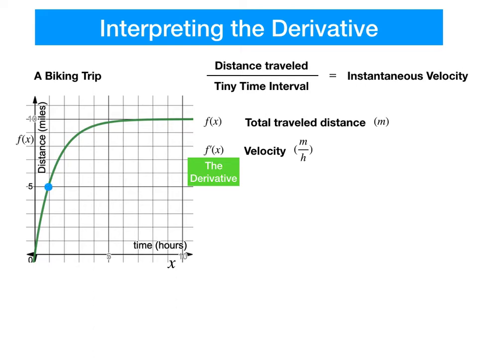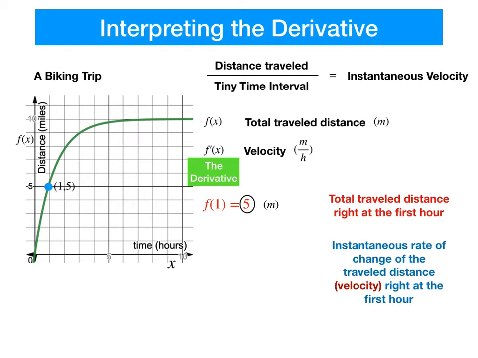For example, if we look at the point when t equals x equals 1, right at the first hour, then look at this graph. I know that I have a coordinate (1, 5), which means f of 1 equals 5 miles. That tells me that my total biking distance at the first hour is 5 miles. So my question is, what was my speed at the time? What is the instantaneous rate of change of the total distance, which translates to the velocity, right at the first hour?